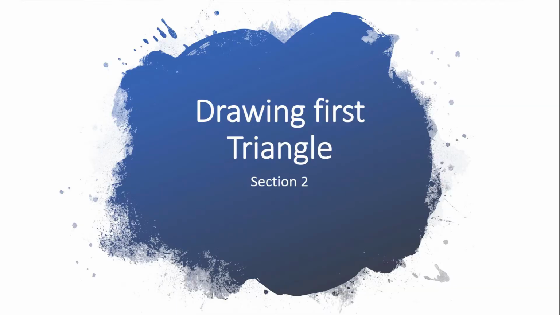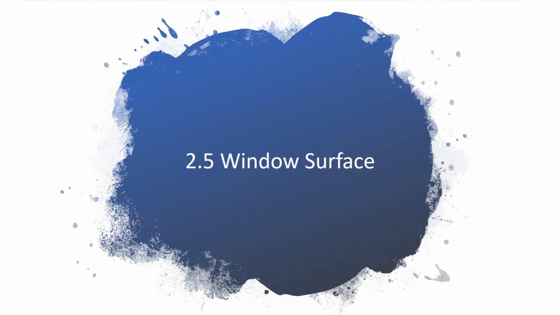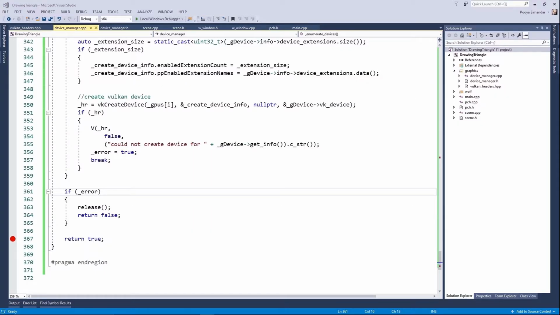In this section, we are going to draw our first triangle. In this video, we are going to create window surface. Welcome back. In our previous videos, we created Vulkan instance and Vulkan device successfully. Now it's time to create window surface.